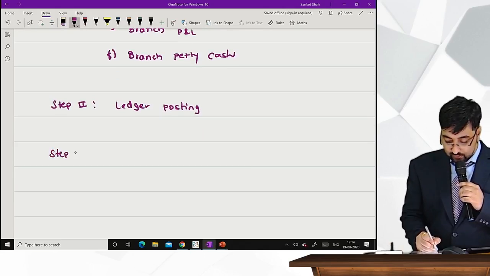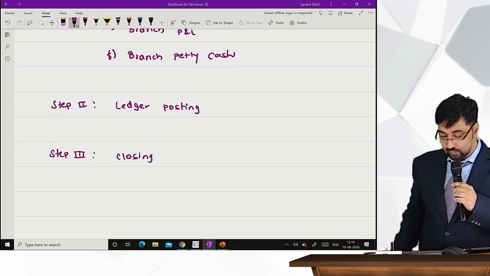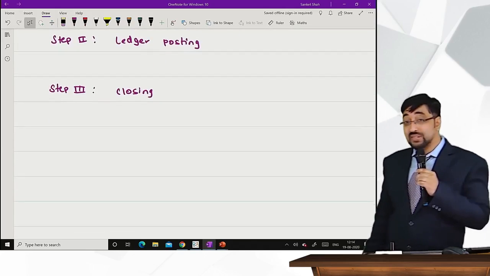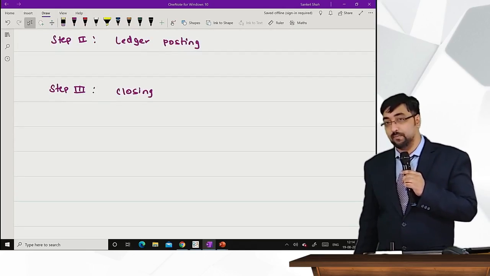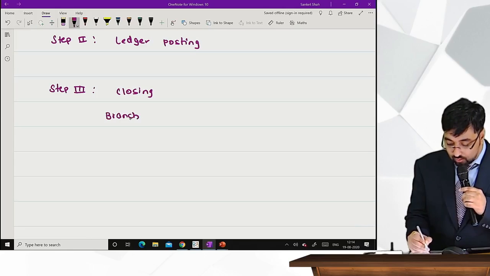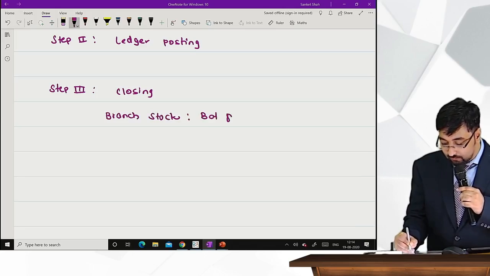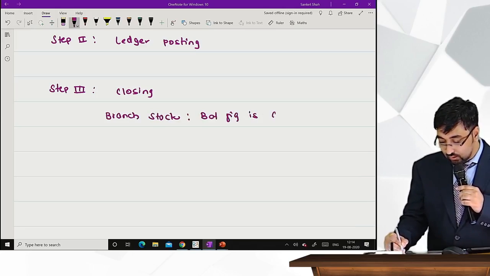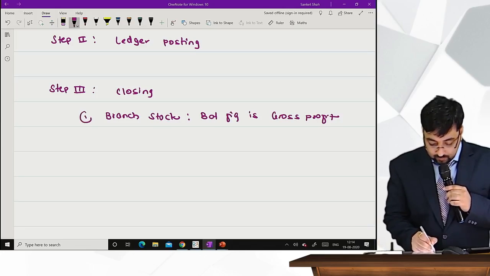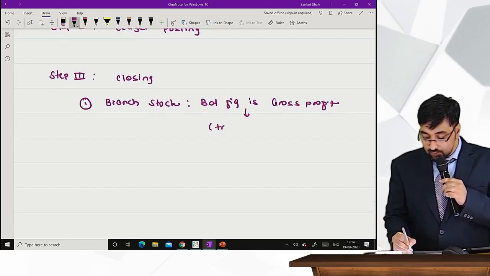Step number 3, closing. Remember, closing sequence is important. First, close the branch stock account. So sequence is important. In branch stock, the balancing figure is normally gross profit, and this gross profit we normally transfer to the P&L account.